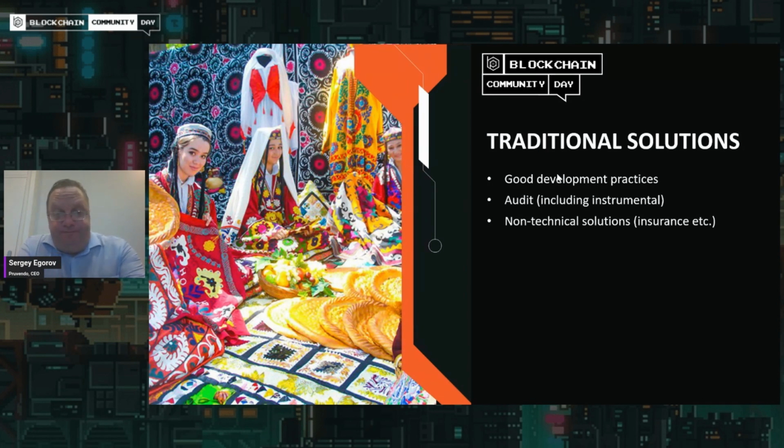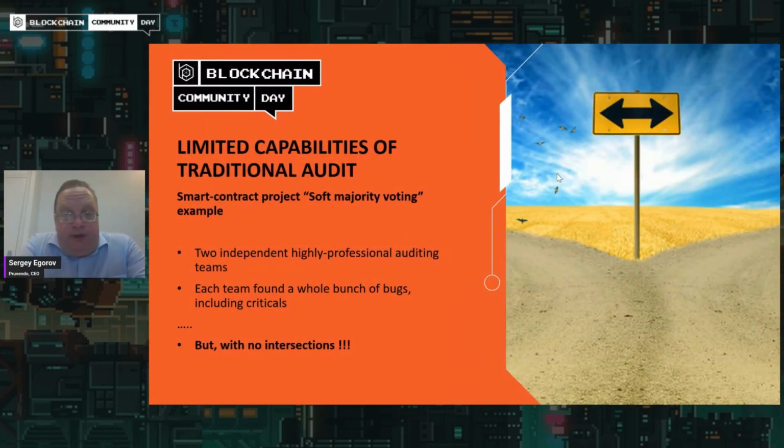So talking about audit, it was a very funny story. Just an example. A couple of years ago, our company and one other company made an audit of a smart contract called SAV, so majority voting. At that time, we found a whole bunch of bugs, and some of them were critical. At the same time, another team of auditors also found a big number of bugs, and then by the end of the day, we found that we don't have any intersection at all.